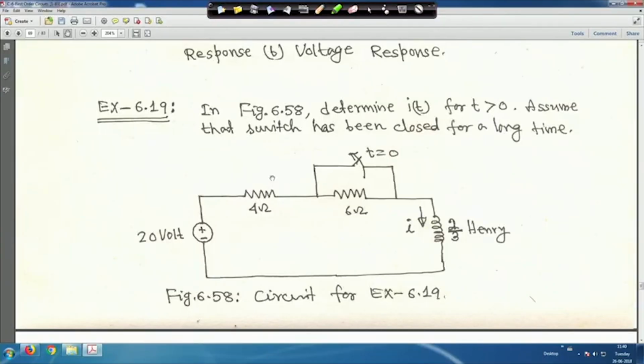So, let us look into this circuit. You are given that figure, this is figure 58. Determine i(t) for t greater than 0. Assume that the switch has been closed for a long time. So, this switch was closed for a long time, right.